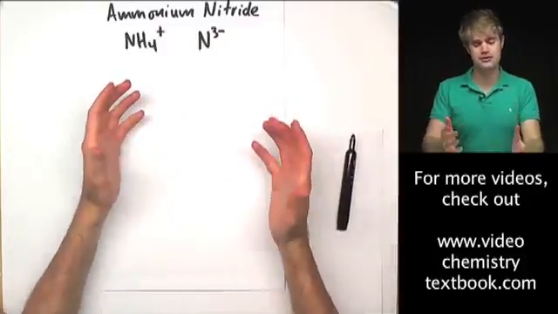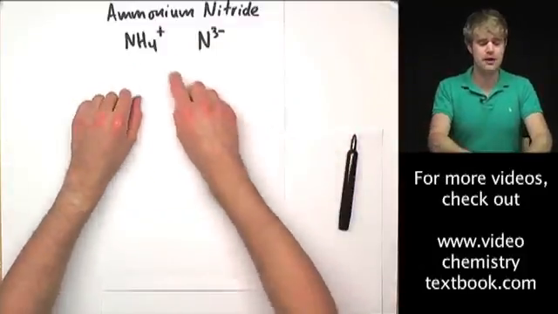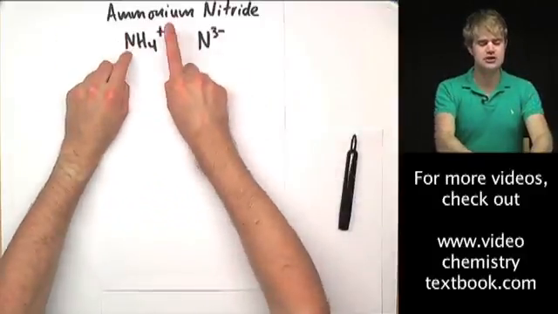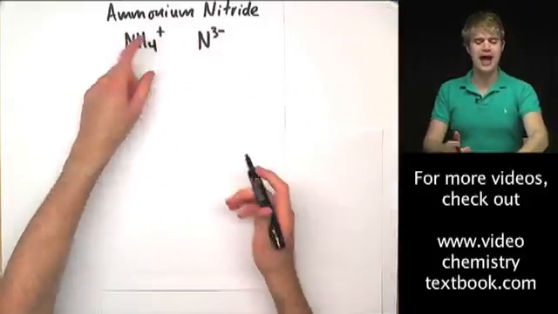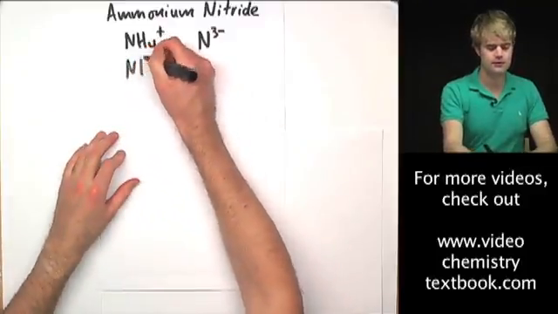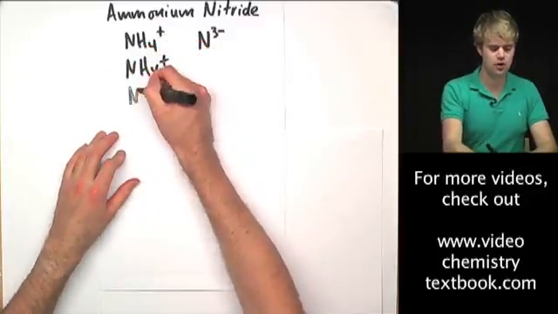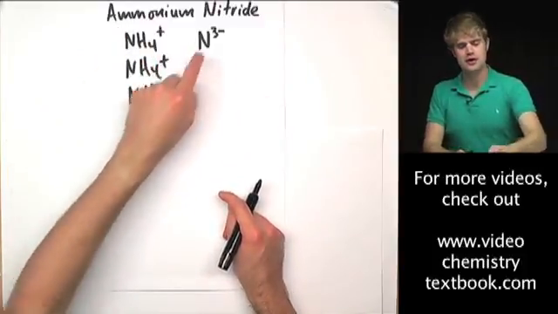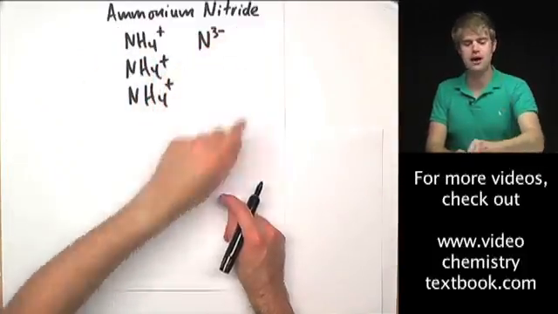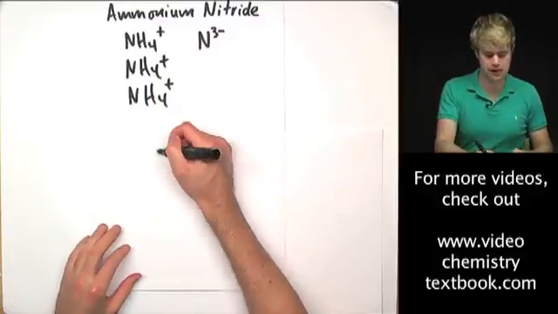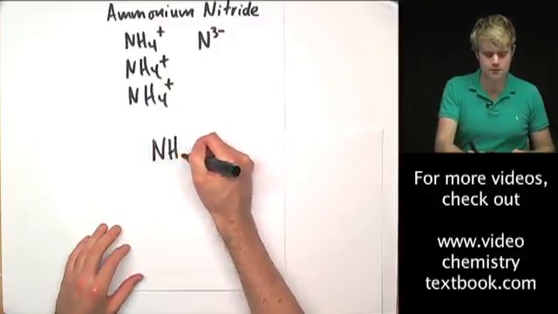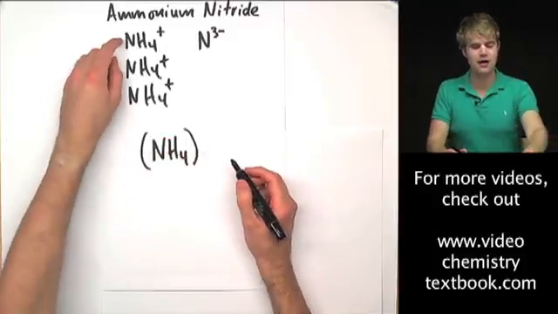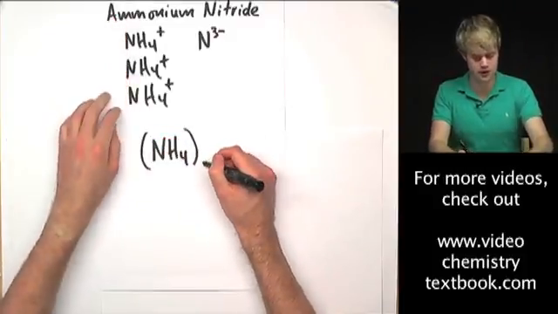Now we've got to balance the charges if they're not already balanced out. We have 1+ here and we have 3-. Since each of these has a 1+ charge, I'm going to add 2 more so that I have a total of 3+, 1, 2, 3, to balance out my 3- on the nitride. Okay? When I need more than one polyatomic ion, I surround it with these parentheses, and then I write the number afterwards. 1, 2, 3.